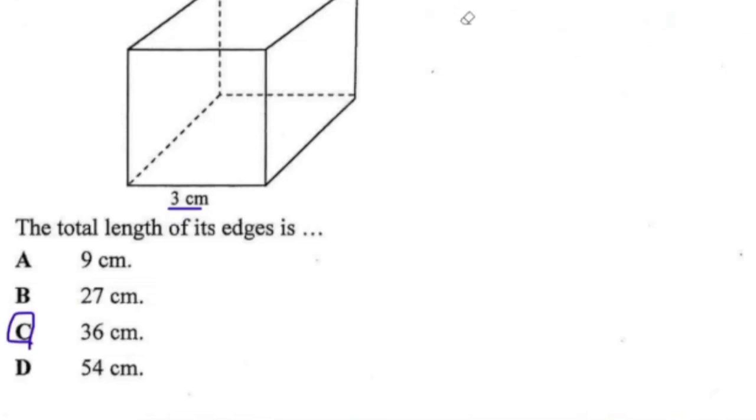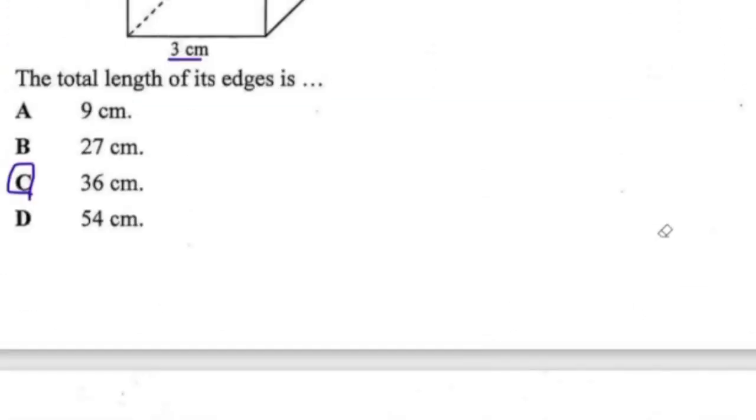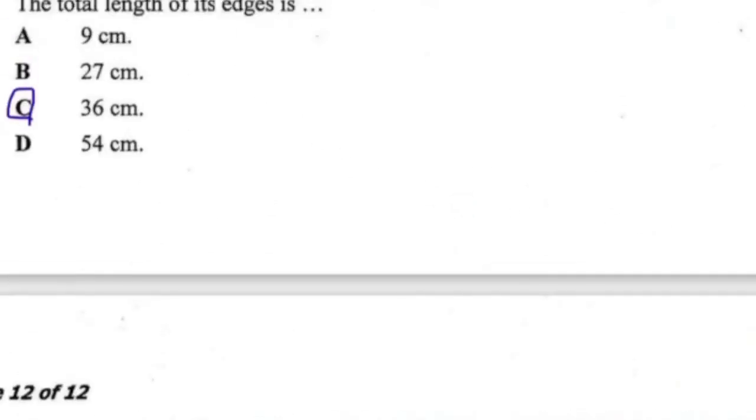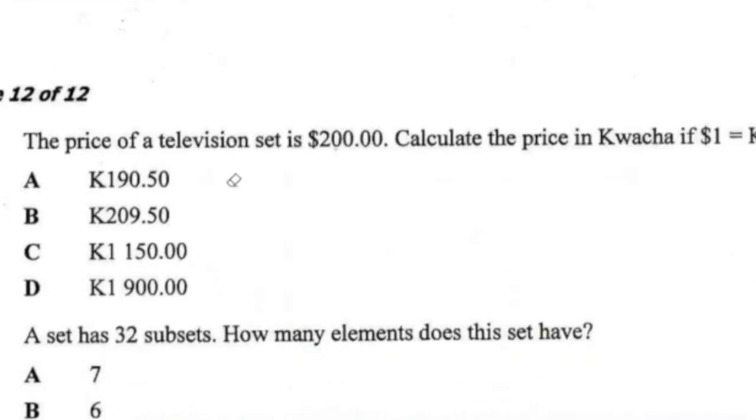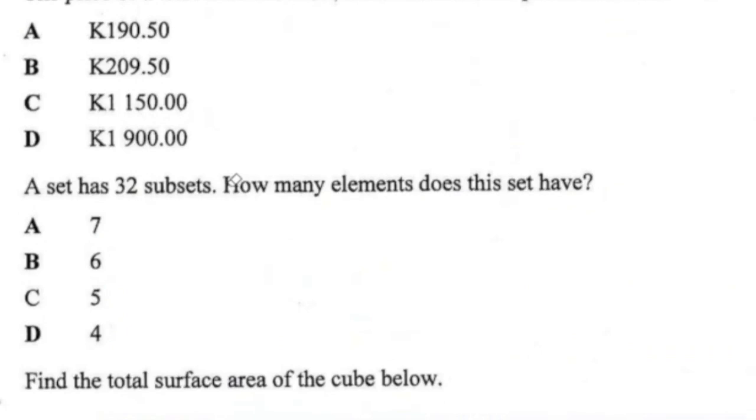Okay, we go to question number 56. The price of a television set is $200. Calculate the price in kwacha if $1 is equal to 9.5. Oh, the dollar. This kind of kwacha appreciation, we could love it. So we can say we're going to have 200.